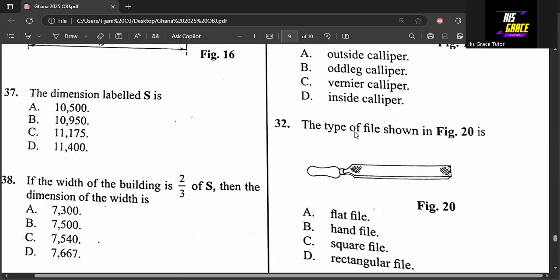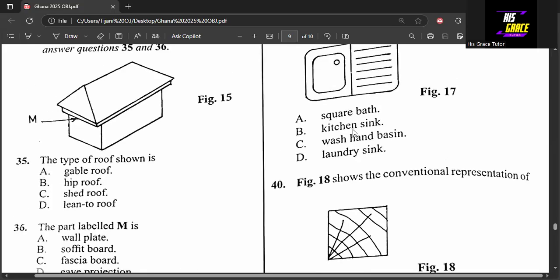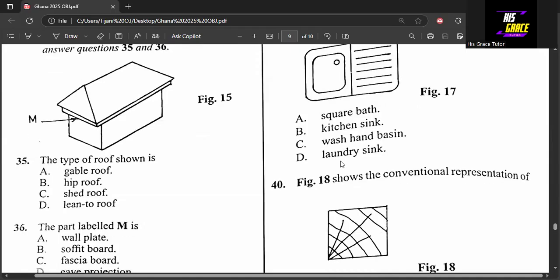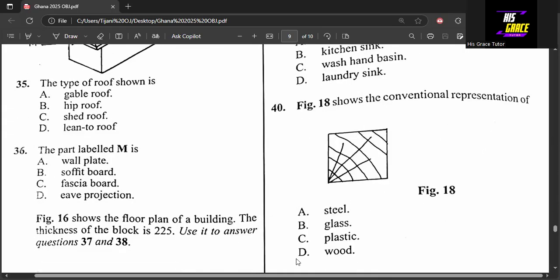Then question 39 for the building drawing. Here we have that figure 17 shows the plumbing symbol for a kitchen sink. That is option B. This was the answer to question 39. And lastly, on building drawing, figure 18 shows the conventional representation of wood. So that's option D. It gives us the answer to question 40.